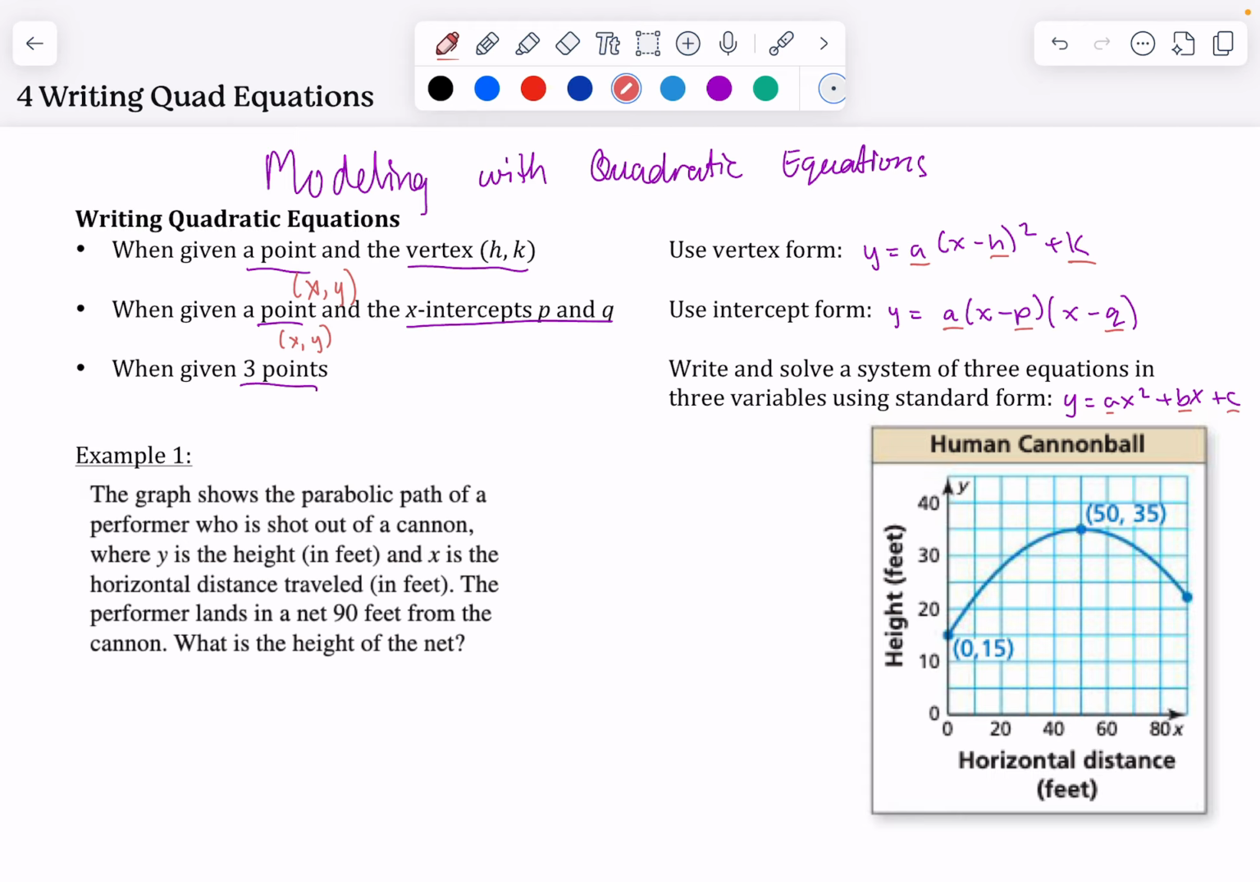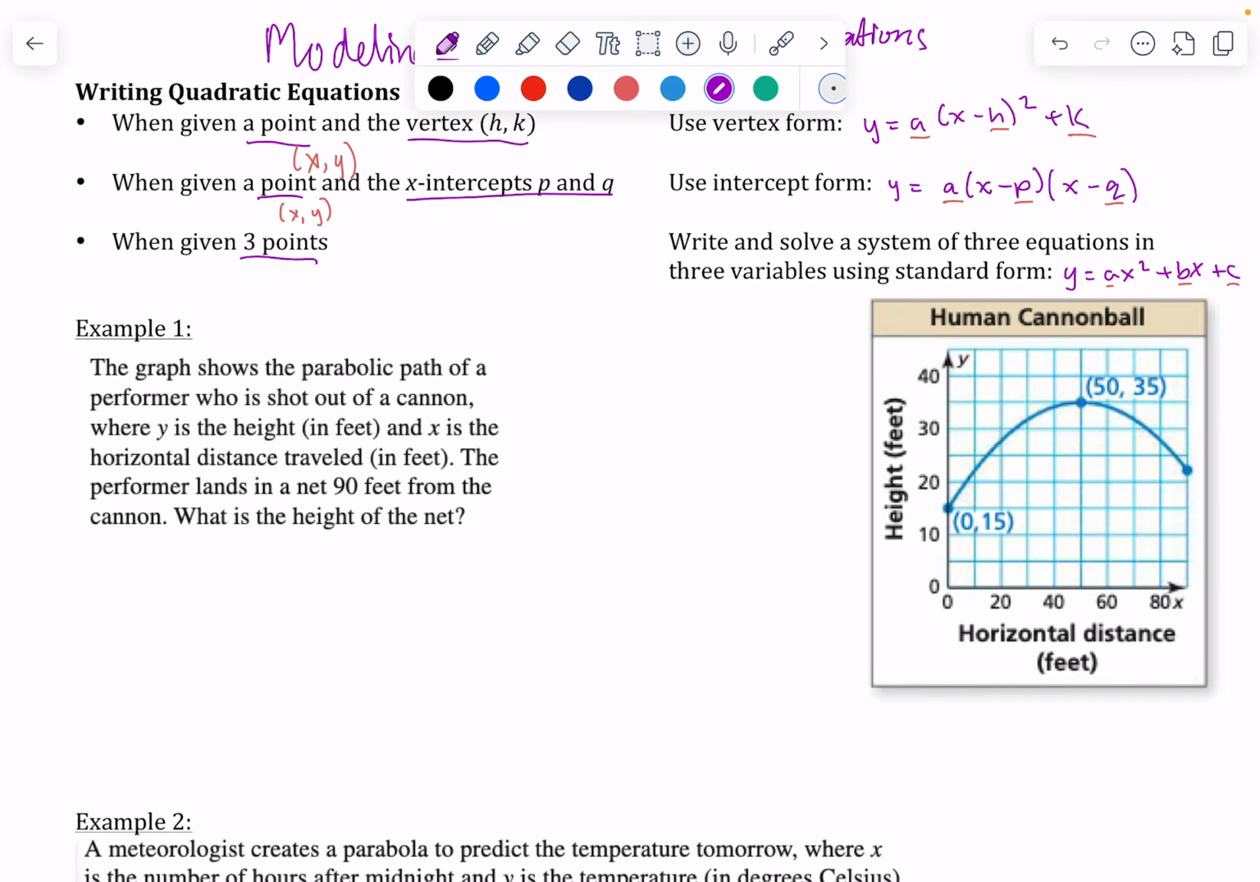Okay, so let's just go straight to an example. Here the graph shows the parabolic path of a performer who is shot out of a cannon, where y is the height in feet and x is the horizontal distance traveled in feet. The performer lands in a net 90 feet from the cannon. What is the height of the net?